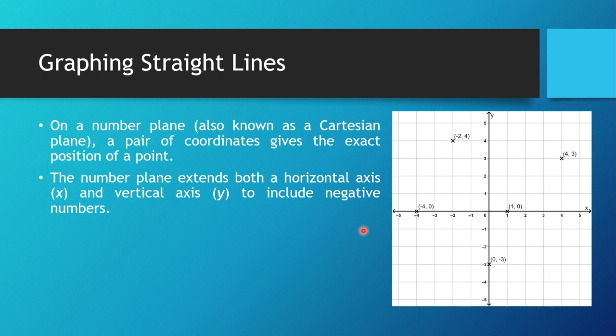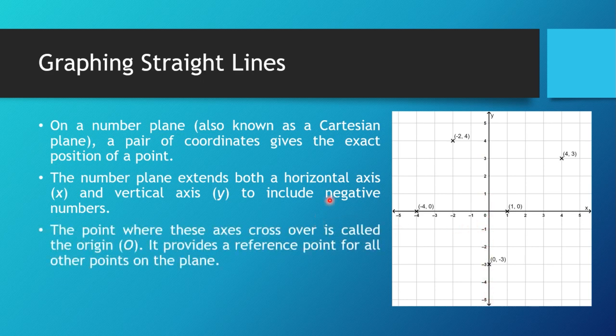The number plane extends both a horizontal axis to include negative numbers and a vertical axis also to include negative numbers. The point where the axes cross over is called the origin. It provides a reference point for all other points on the plane.